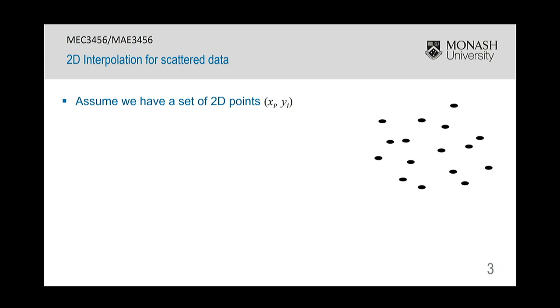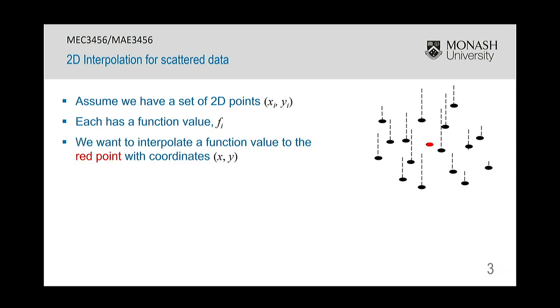So let's assume we've got a set of two-dimensional points, x, and each one of these points has a coordinate xi, yi, and at each point there's a function value fi that we're trying to interpolate, and that might be concentration of chemical, it might be wind speed, it might be a whole bunch of different things. What we would like to do is to interpolate the function value to the red point, which has coordinates x and y. So this point here has coordinates x and y.